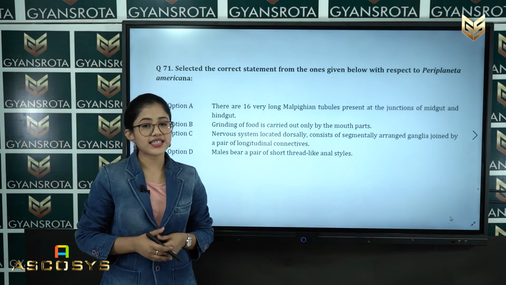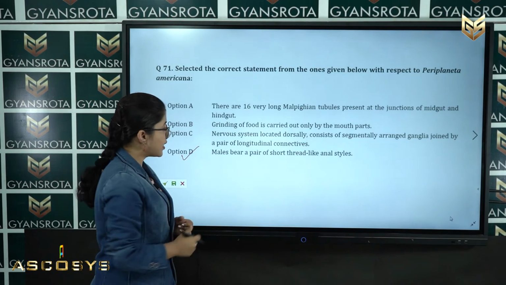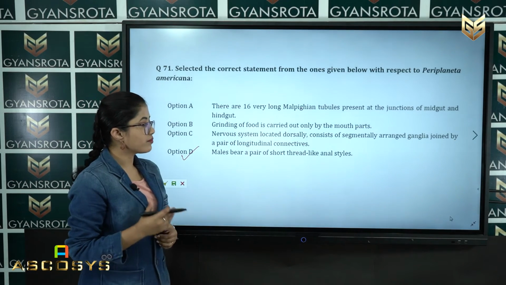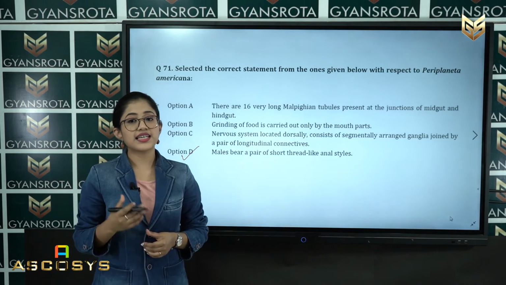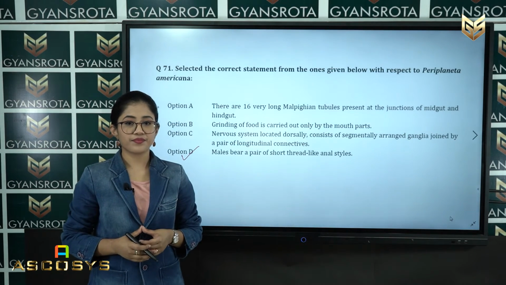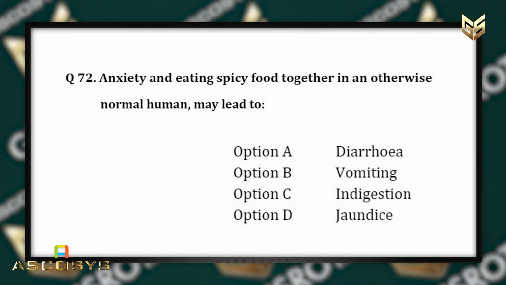So, what is the correct answer? The correct statement is option number D, which states males bear a pair of short thread-like anal styles. So, this is the correct answer for this question. Now, let us see the next question, that is question number 72.